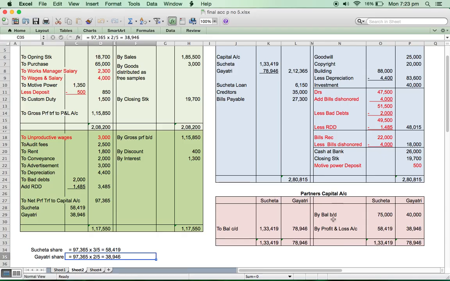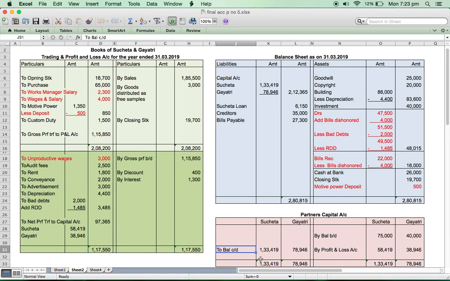Here in the partners' capital account you would find the opening balance. To this we are going to add the share of profit, and the closing balance for Sucheta would be 1,33,419, and for Gayatri it would be 78,946. This closing balance we are going to show here on the liability side in a column, and the total would be shown in the outer column. Once this is done, your balance sheet must tally at 2,80,815.